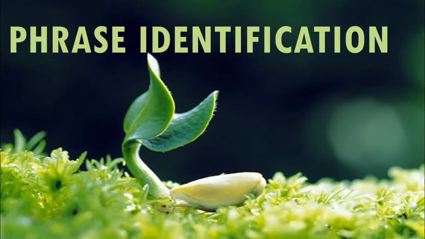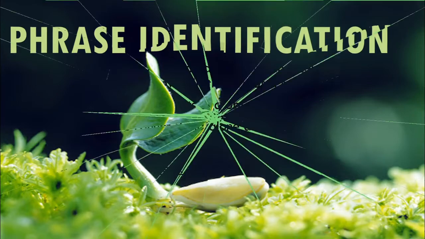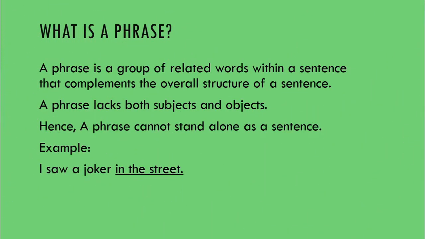The topic to discuss today is phrase identification. So what is a phrase? A phrase is a group of related words within a sentence that complements the overall structure of a sentence. A phrase lacks both subjects and objects. Hence, a phrase cannot stand alone as a sentence.